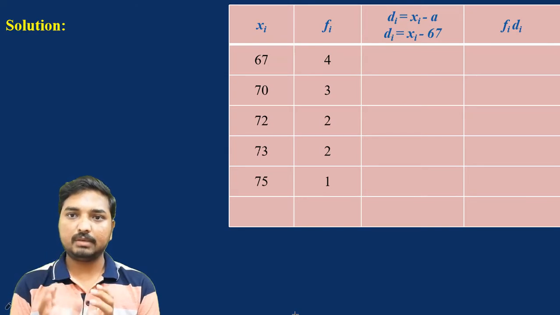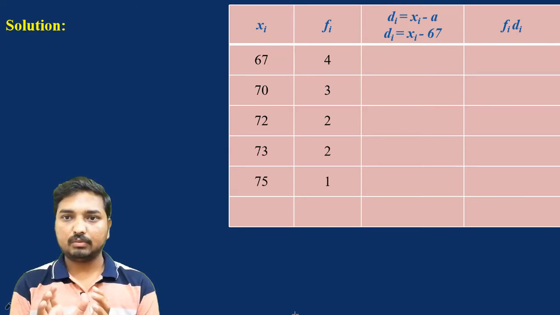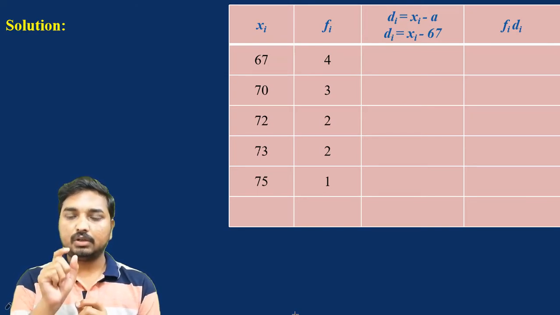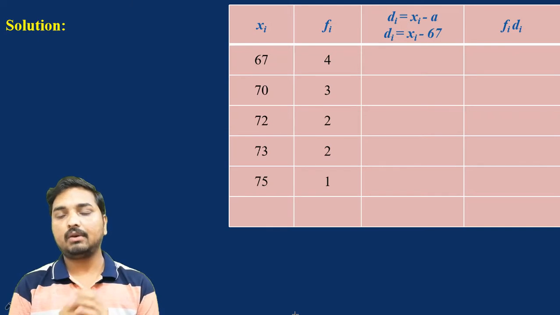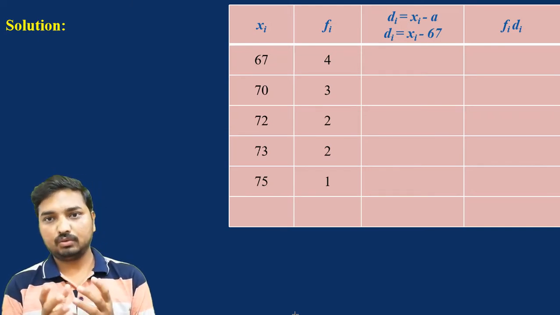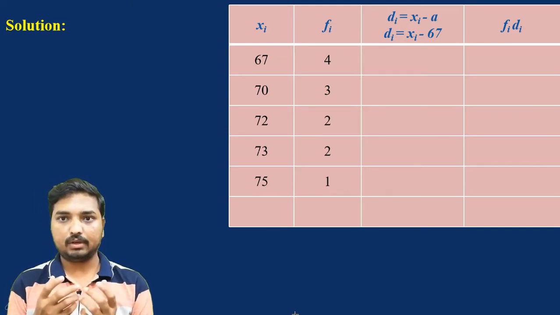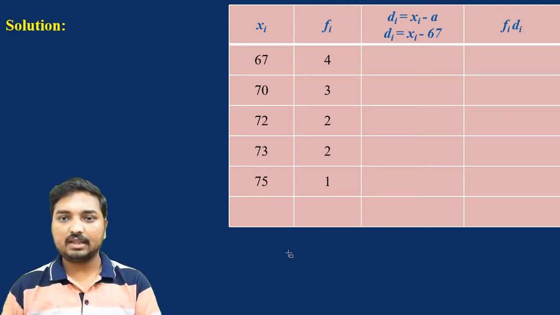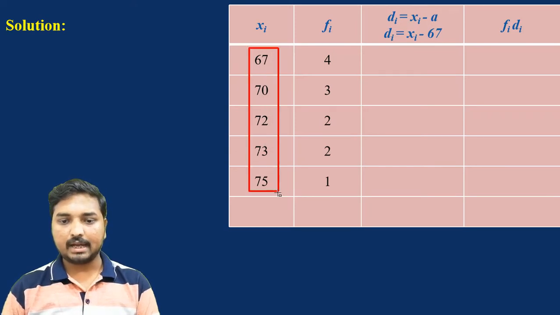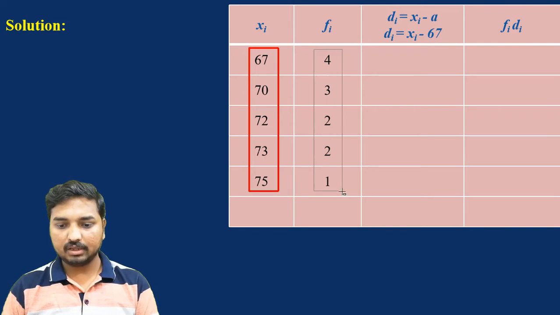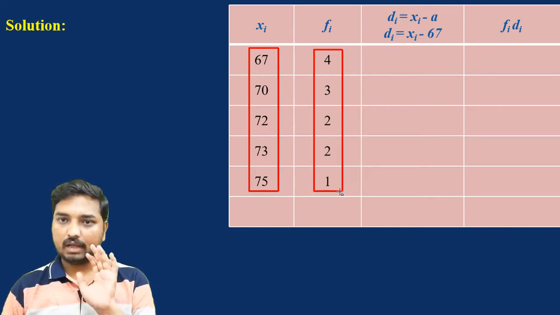Remember, what is the difference between the direct method and the assumed mean method? In the direct method, you have to generate one column apart from xi and fi, but here there are two columns. Now let us see what those two columns are and how we have to develop them. Let us look at the table now. Here xi means data, it is given in the problem itself, and I have written everything. The second column is frequency, also given in the problem itself. I have to write it as it is.